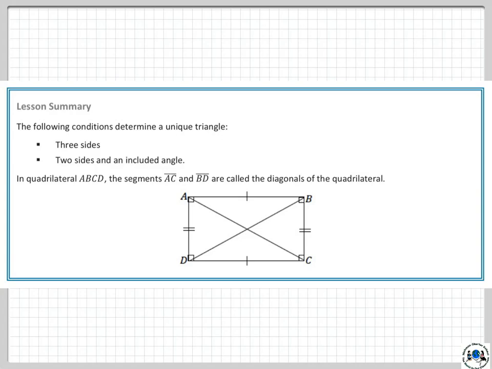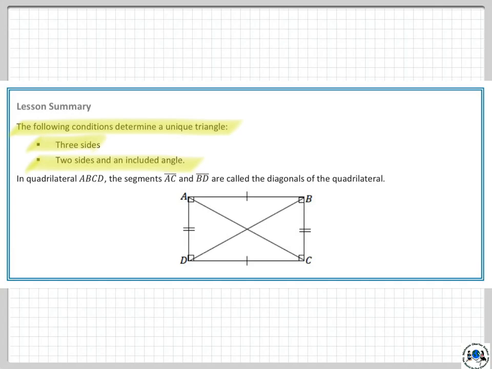I didn't actually use the word diagonal, but in the problem sets, it looks like the term diagonal is going to be used for several of those questions. So I just want you to expect this, and the definition we can look at right here. We'll look at this lesson summary to show you some diagonals. Okay, so the following conditions determine a unique triangle: three sides, which I just mentioned, and then two sides and an included angle.